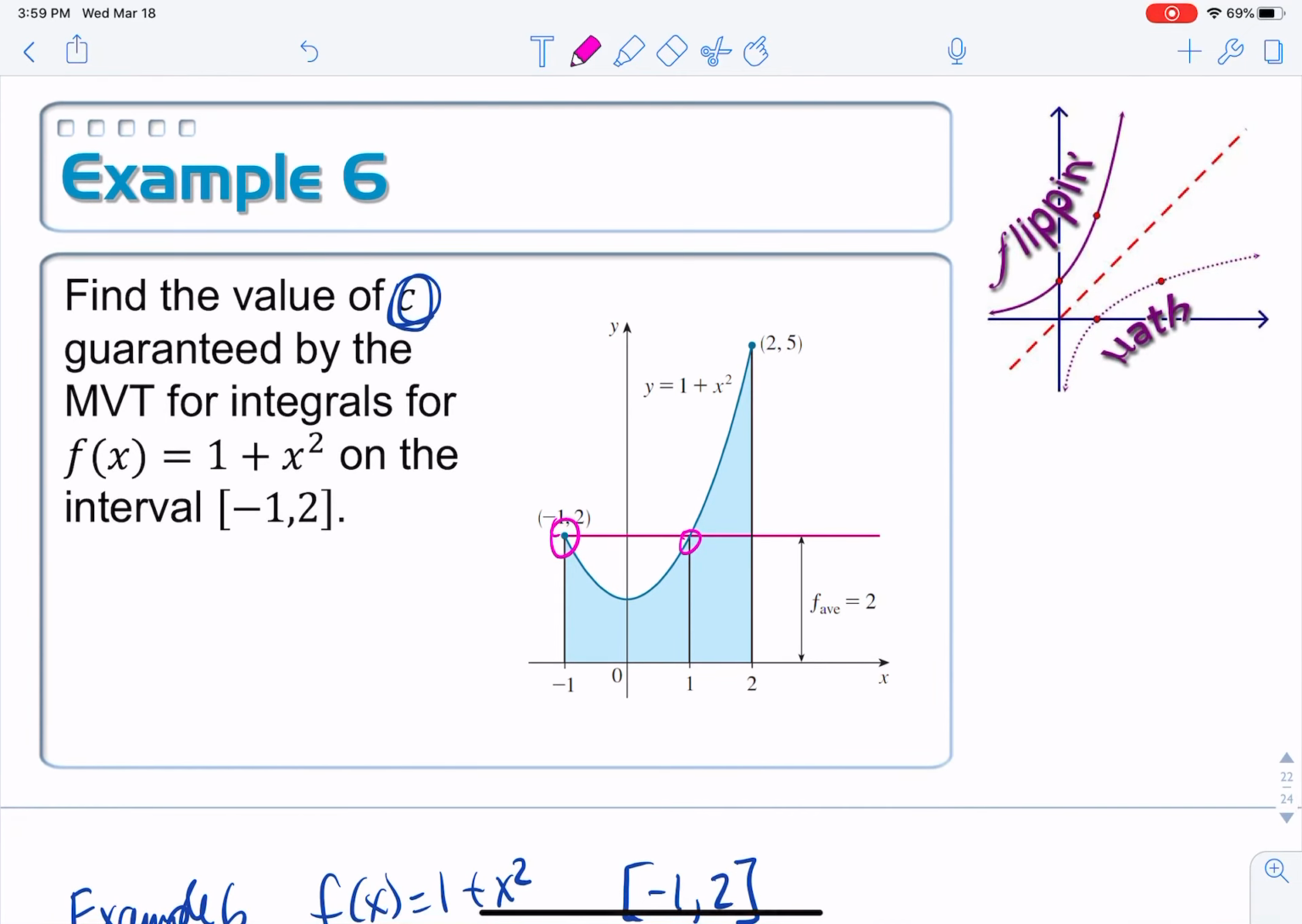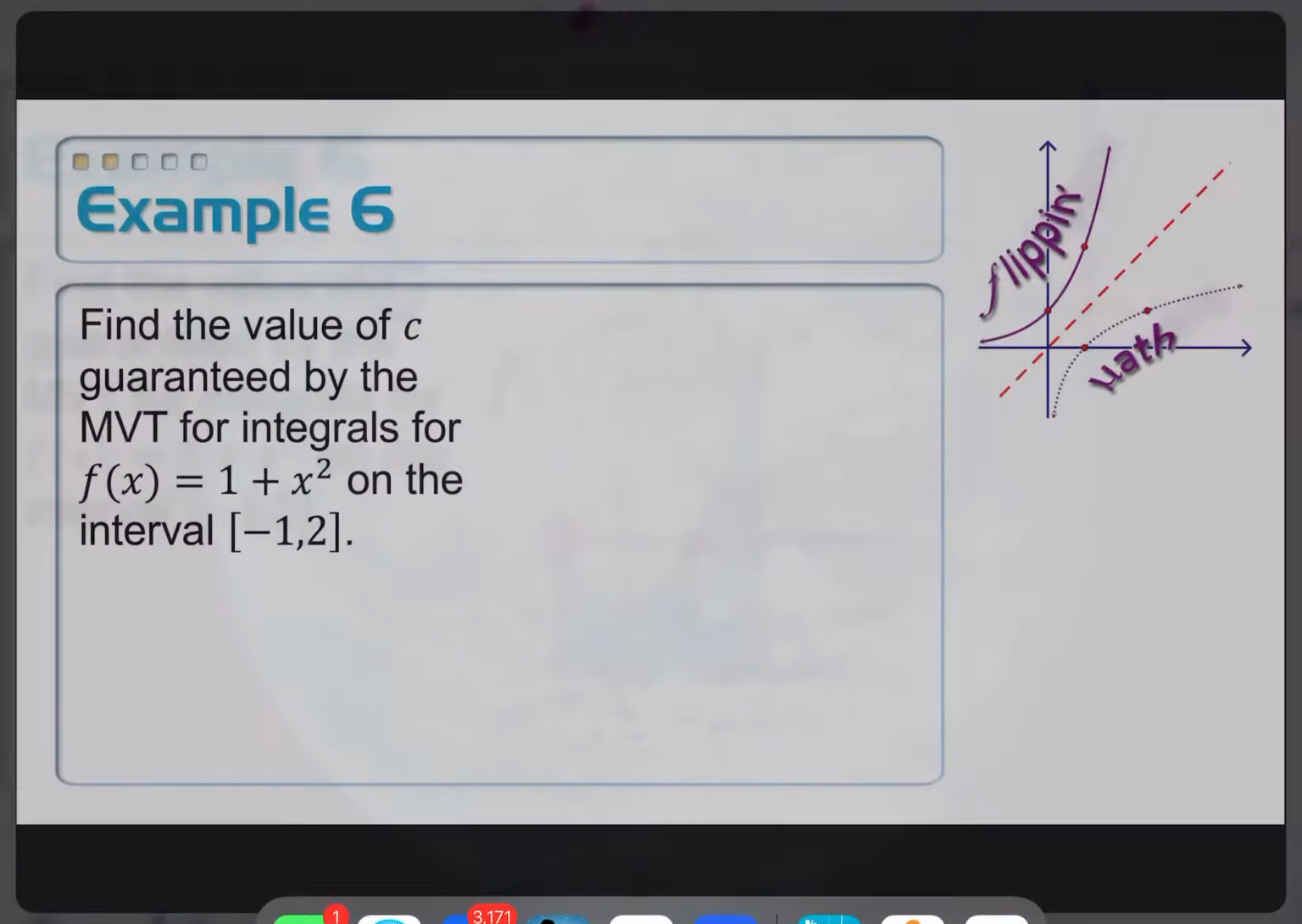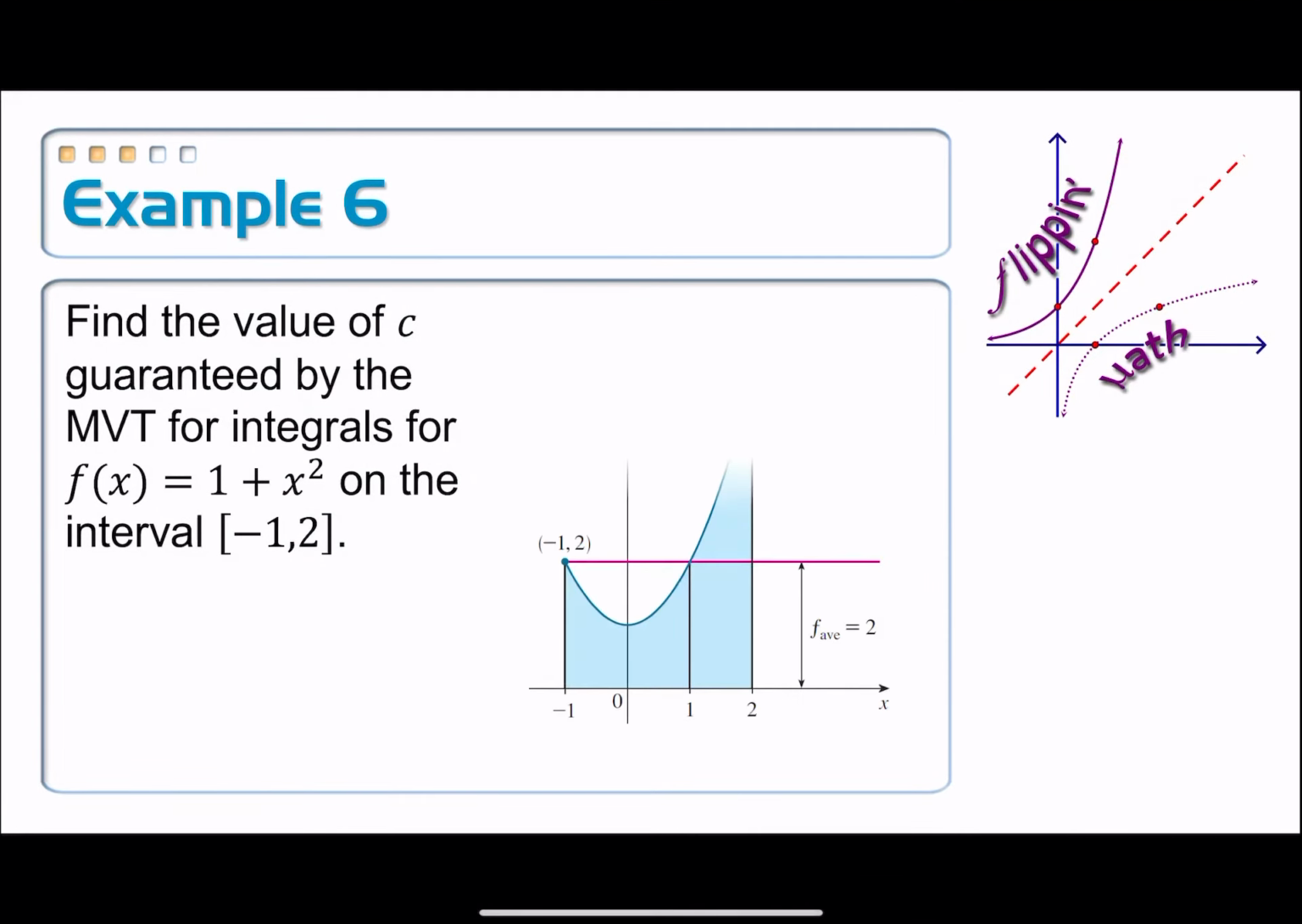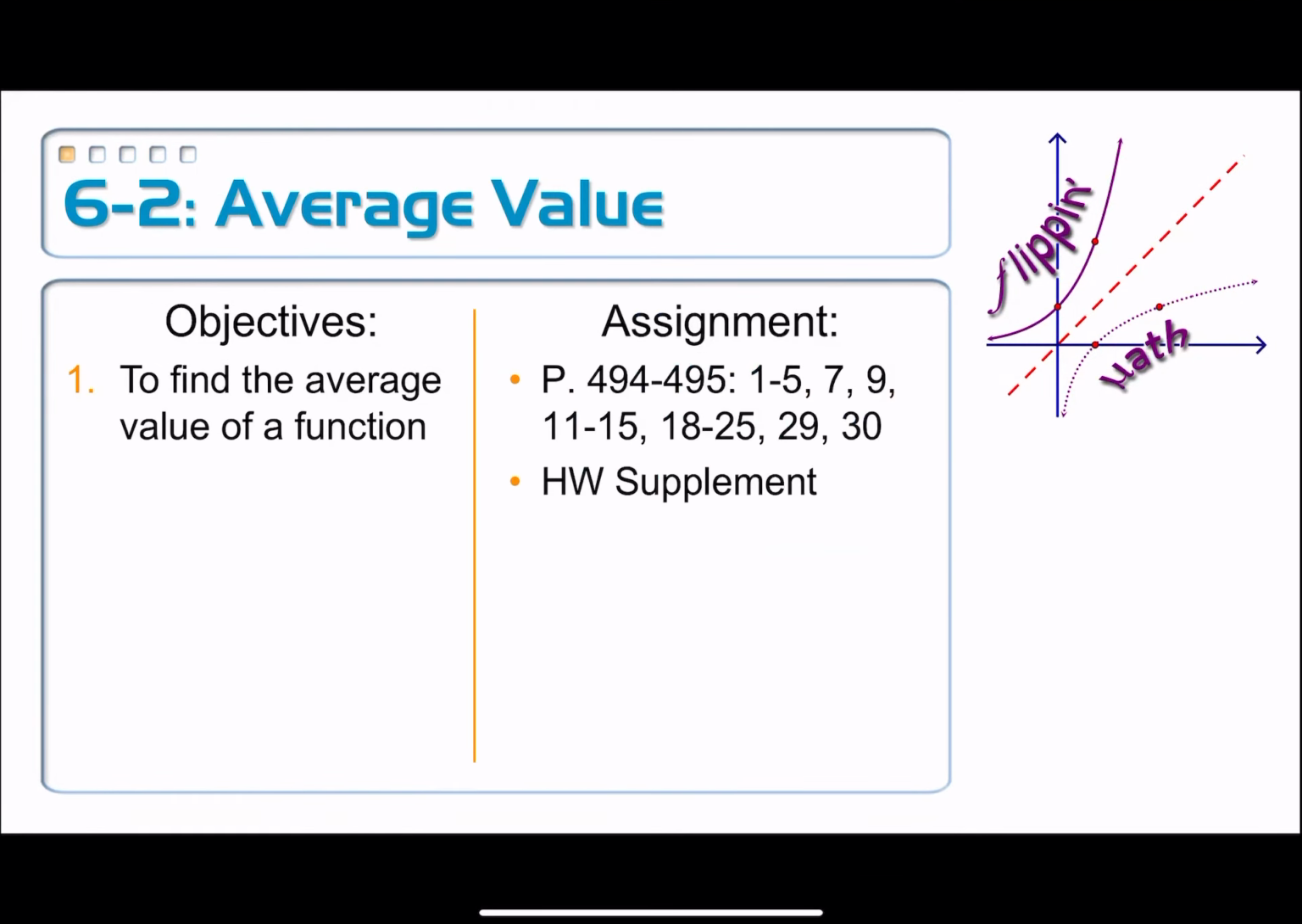All right, so that concludes this lesson on the mean value theorem, or the average value of a function over some closed interval. In order to find it, we're taking a fraction that goes right up front, which is 1 over b minus a, times the definite integral from a to b of our function with respect to x.